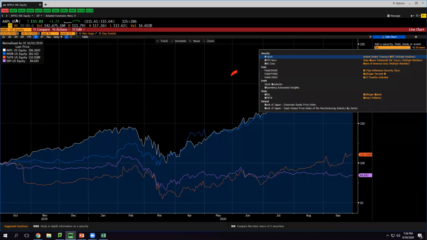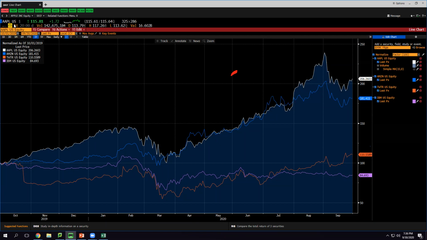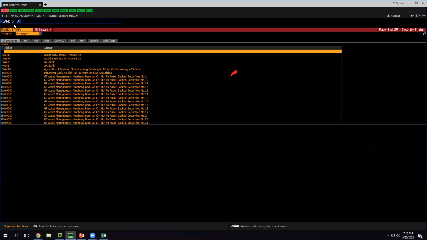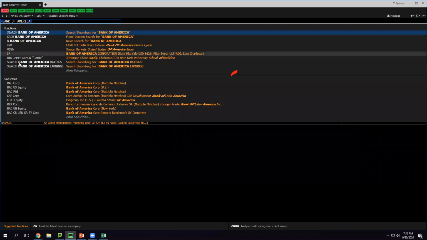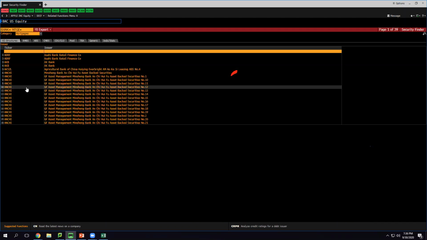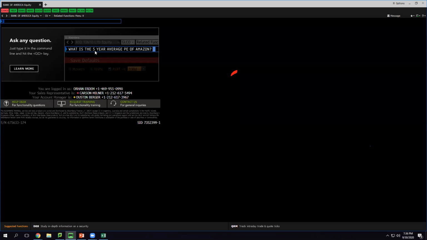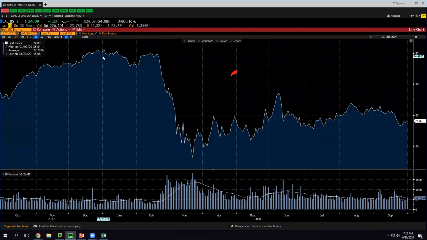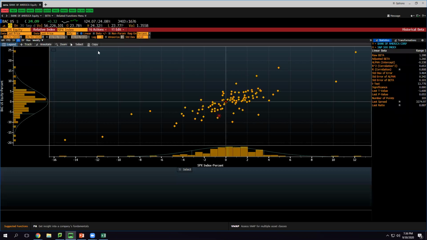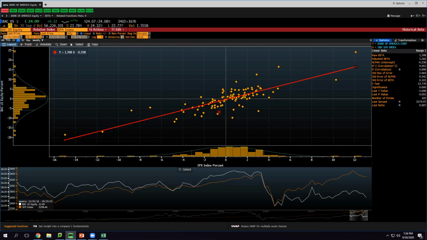Let's write here, Bank of America. Okay, and then here it is. This is the Bank of America line chart, stock prices. Then let's write here beta and let's calculate. This is between October 1st, 2018 and September 1st, 2020, so it's the last 2 years. I can change it, but for the moment it's the last 2 years. I can change it to 1 year, fine.